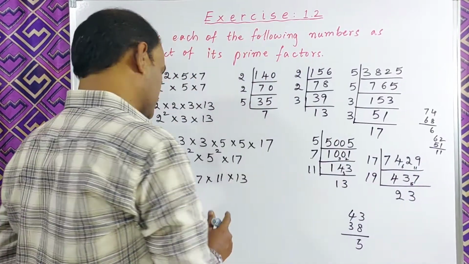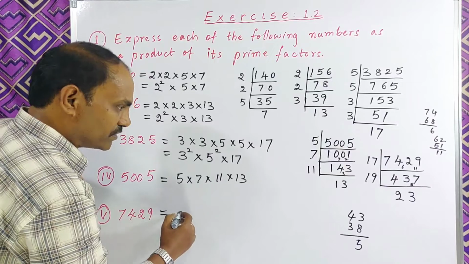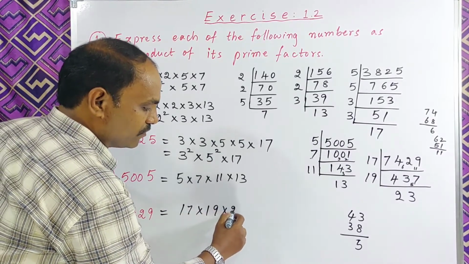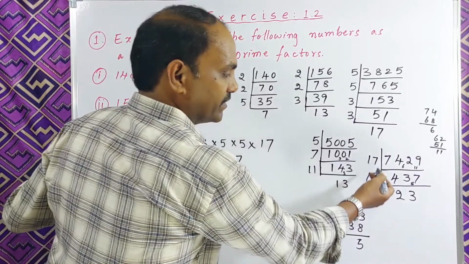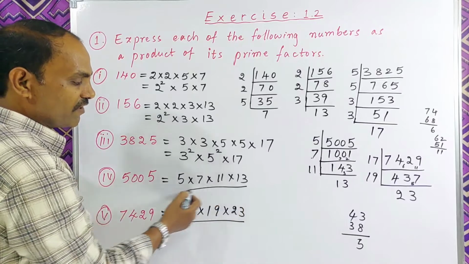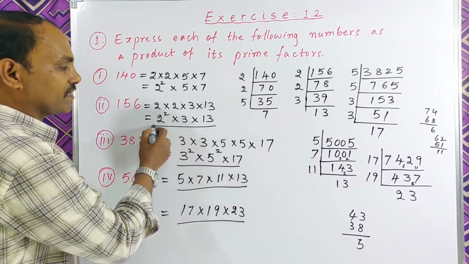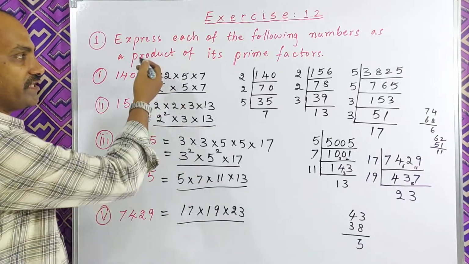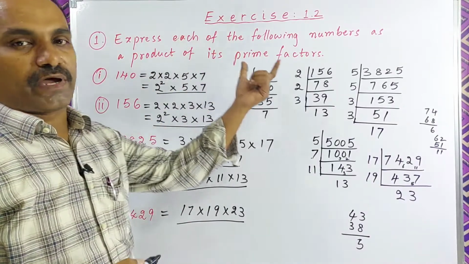These are the prime factors only. 7429 is equal to 17 into 19 into 23. These are the prime factorization of the given number. Is it understood? This one is the first problem of exercise 1.2, 10th class.